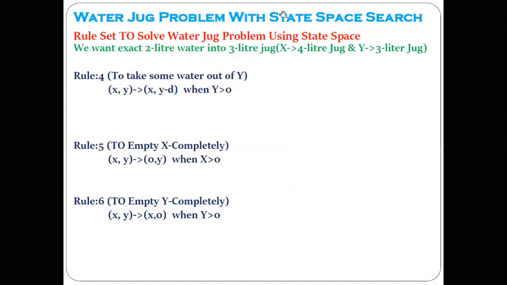Yes, sir. Then the fourth rule, to take some water out of the Y jug, is just opposite to that. What should be the condition then? Y must be greater than zero. Correct or not? Yes, sir. If you want to take some water out of the Y jug, Y must be greater than zero, and the state space representation for that is X comma Y implies X comma Y minus D. Just opposite to the previous rule. Understood?